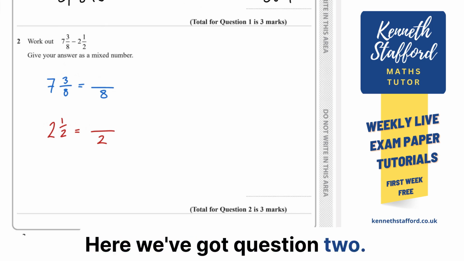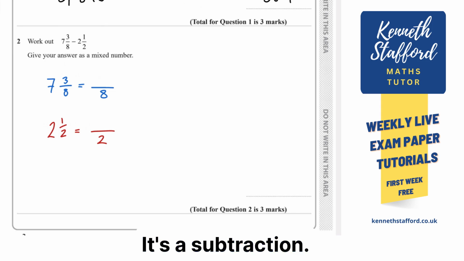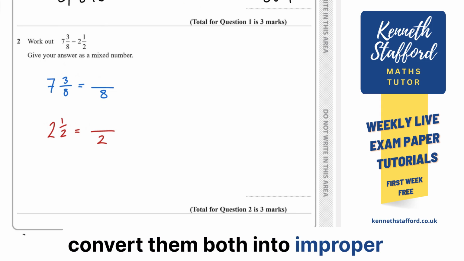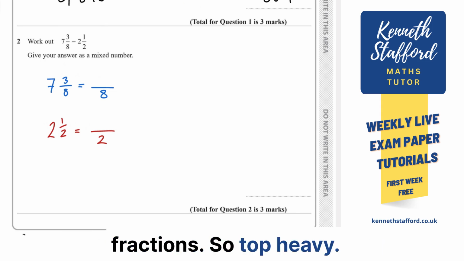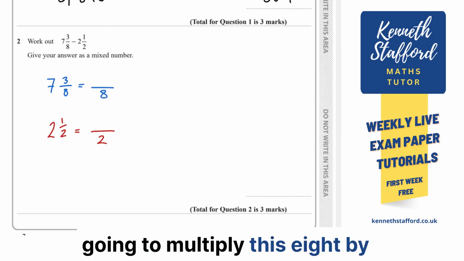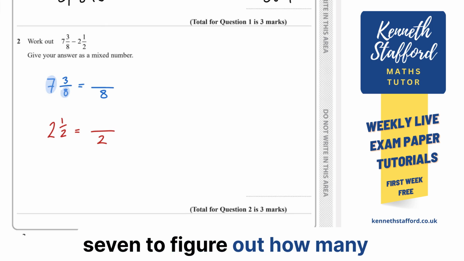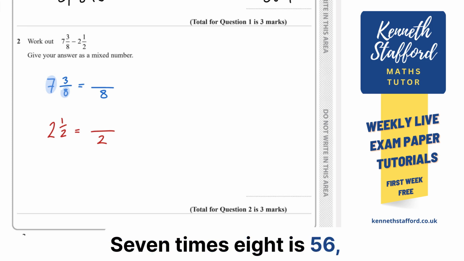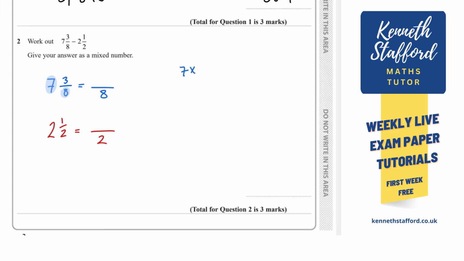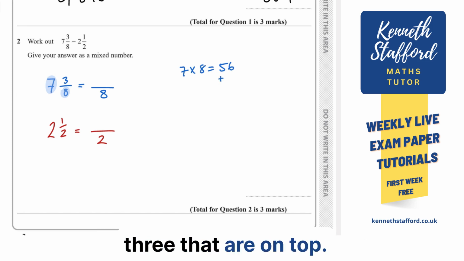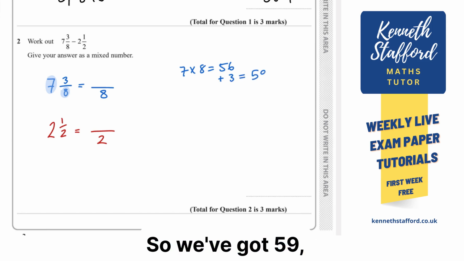Here we've got question 2. It's a subtraction. It's 2 mixed numbers. And what I'm going to do is convert them both into improper fractions, so top heavy. The way to do that is we're going to multiply this 8 by 7 to figure out how many eighths we got in total. 7 times 8 is 56. But we've also got those extra 3 that are on top. So we've got 59 eighths.